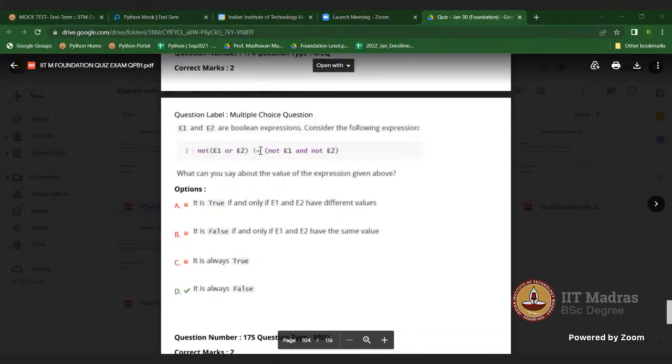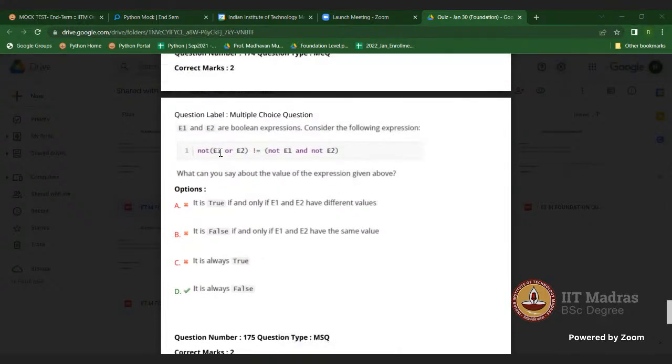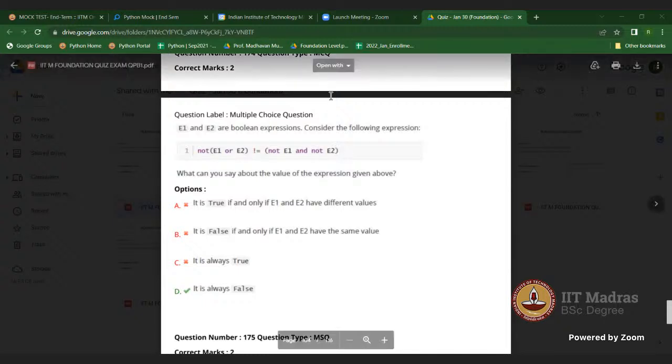Yeah. Not of E1 or E2 is not equal to not of E1 and not of E2. So how to approach this one? Every time you read it, you go round and round. So what you can do is, you know this table, right? TT, TF, FT, FF and all. The truth table. You can write the truth table for it.